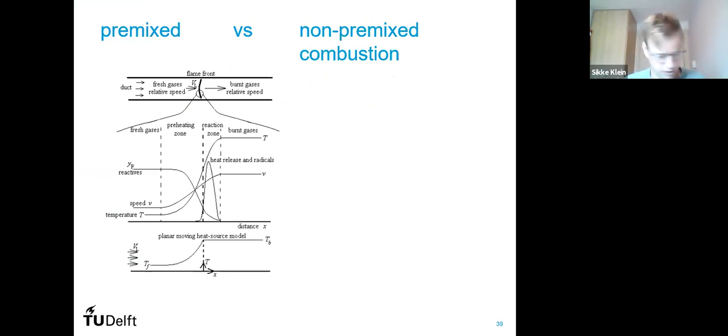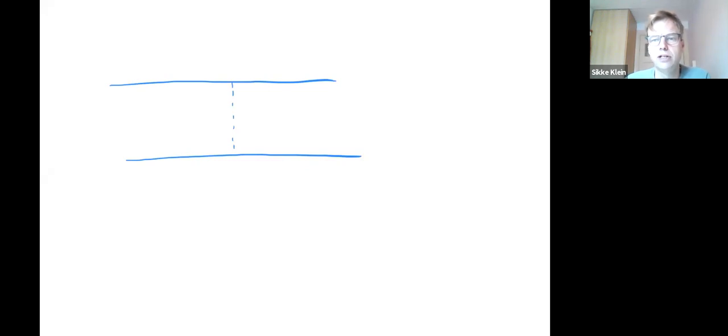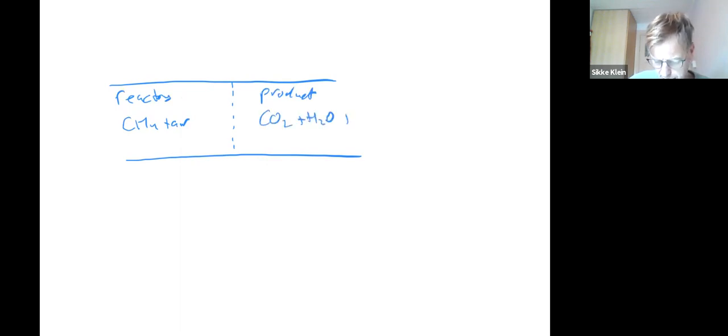We go to premixed combustion, and I'd like to discuss this a little bit further. Assume we have a premix tube. I do it in the same way as it's done in the slide, so it's not confusing. So we have here CH4 plus air, the reactants. And we have here the products: CO2 plus H2O plus excess air.